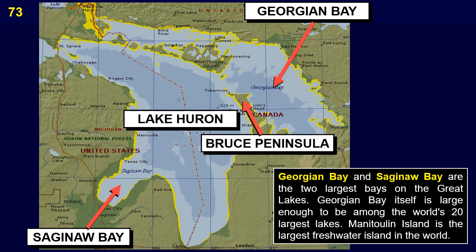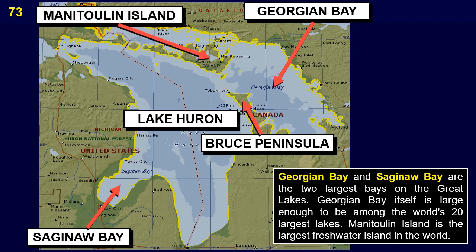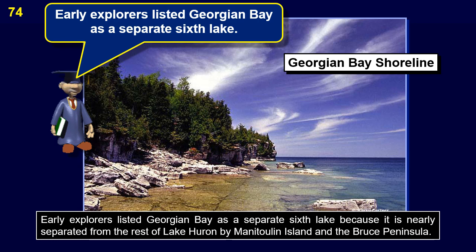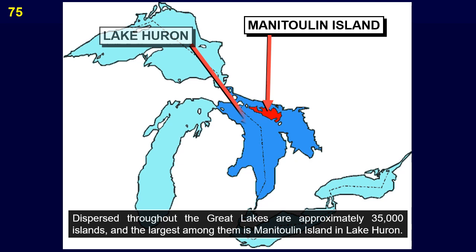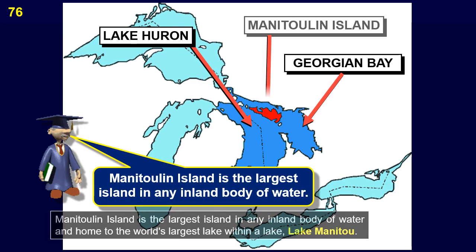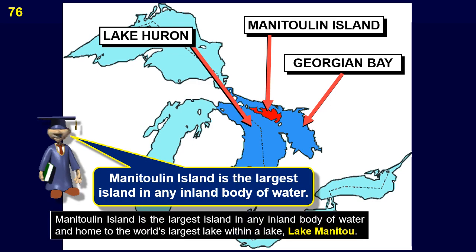Georgian Bay itself is large enough to be among the world's 20 largest lakes. Manitoulin Island is the largest freshwater island in the world. Early explorers listed Georgian Bay as a separate sixth lake because it is nearly separated from the rest of Lake Huron by Manitoulin Island and the Bruce Peninsula. Dispersed throughout the Great Lakes are approximately 35,000 islands, and the largest among them is Manitoulin Island in Lake Huron. Manitoulin Island is the largest island in any inland body of water and home to the world's largest lake within a lake, Lake Manitou.